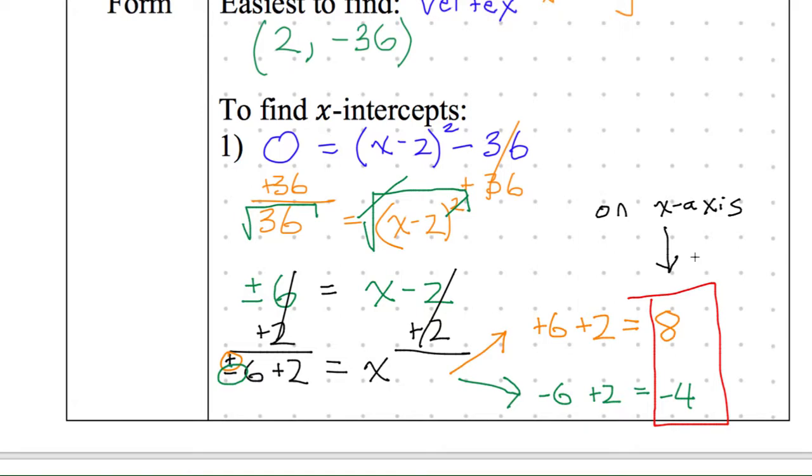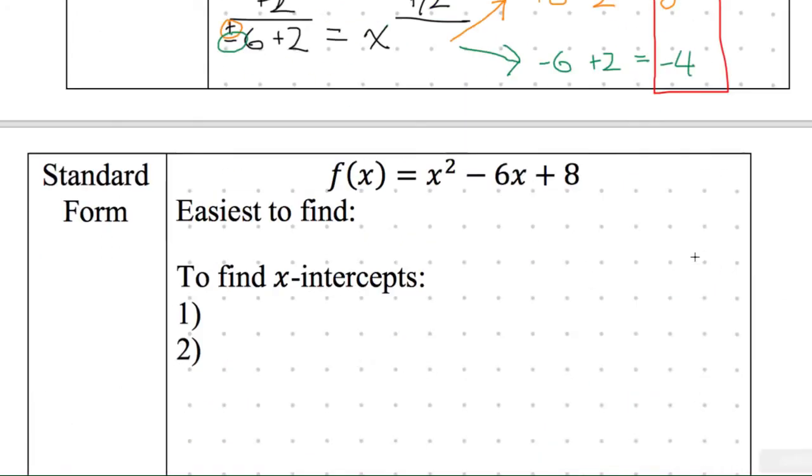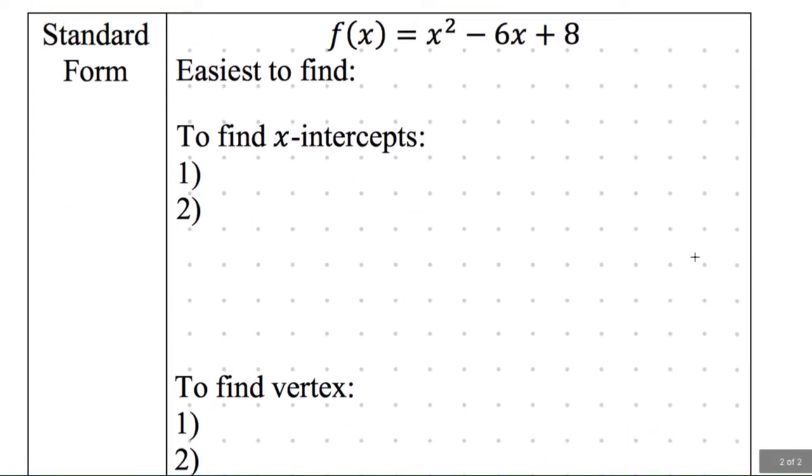All right. We have checked off 2 of them. We've done factored form, we've done vertex form, and finally, what I consider to be the most challenging is standard form. But it's also the most fun. You can solve it in the most ways. Again, you have 3 choices: x-intercepts, y-intercepts, vertex. What is it easiest to find here?